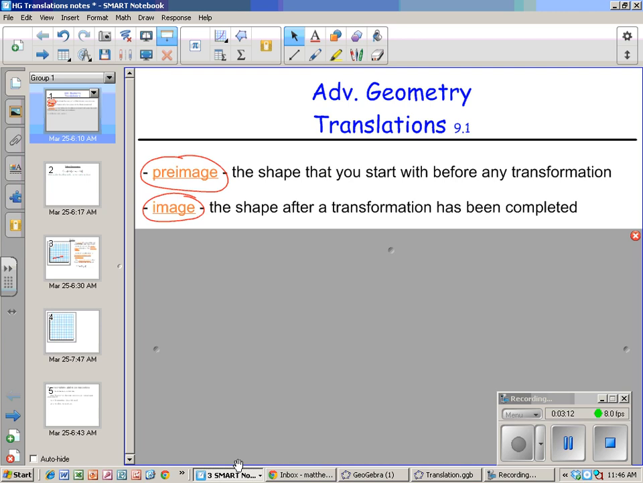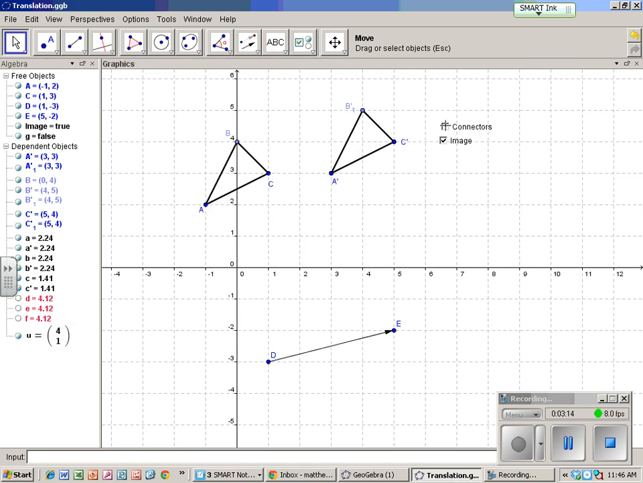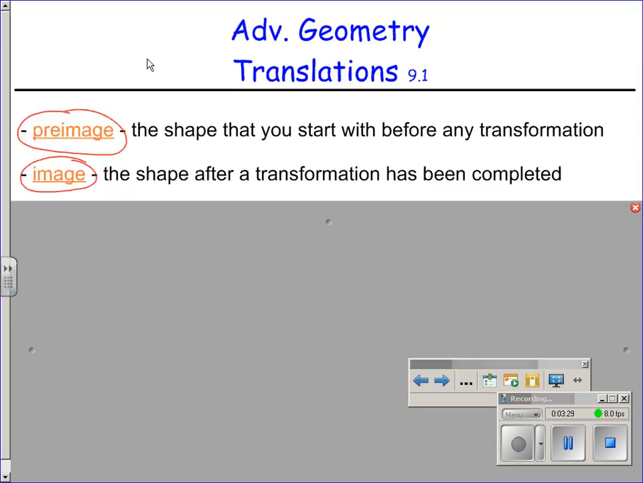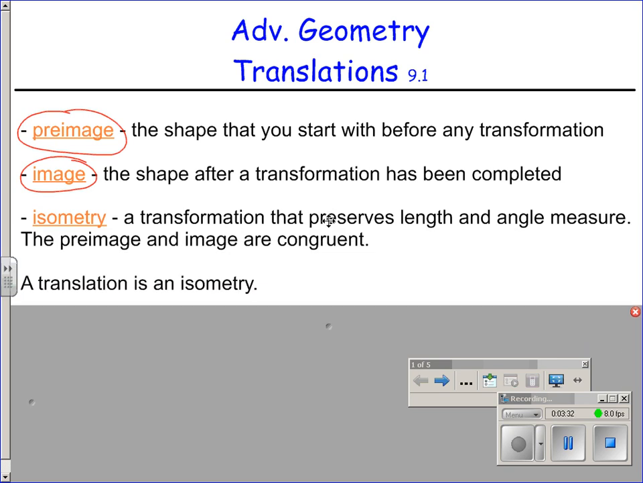Now there's some more stuff that goes with it. Let's go back to the drawing, sorry. You'll notice that these two triangles are exactly the same. The distances of each segment are the same, so we have side, side, side. A pre-image and an image, in this case, are identical to each other. And so that is called an isometry. It is a transformation that preserves the length and angle measurement. Basically what we're saying is the pre-image and the image are exactly the same, they're congruent to each other. So an isometry is a transformation that makes the objects congruent, or keeps the objects the same. So a translation is an isometry.